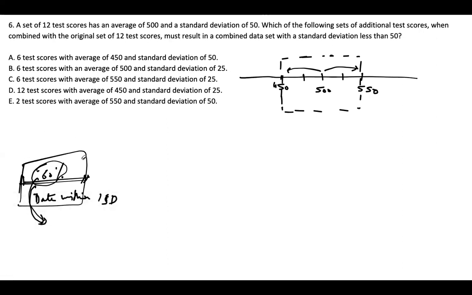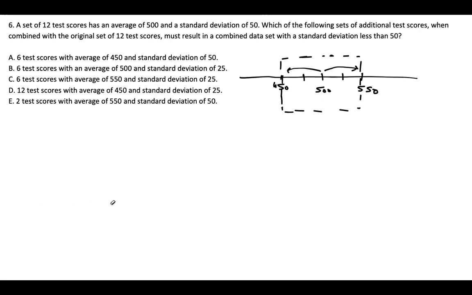I'm not saying 100% of the data will lie here, but the majority of the data will lie here. Read the question further. Which of the following sets of additional test scores, when combined with the original set of 12 test scores, must result in a combined data set with a standard deviation less than 50? Right now, standard deviation is 50. Please tell me what value should I choose?